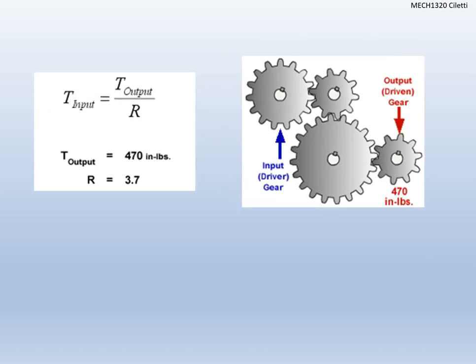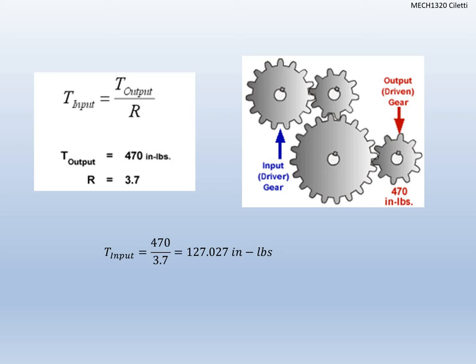If we want to do the same thing with torque, we can calculate using all the basic equations that we have now. So torque input equals torque output over the ratio. In this scenario, I give you an output torque of 470 inch-pounds, asking you to find the input torque given a ratio of 3.7. If you set everything up correctly, I give you the output, you know the ratio, we take 470 divided by 3.7. So we get 127.027 inch-pounds.